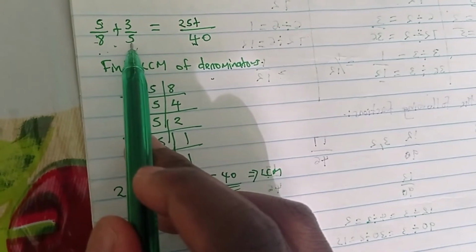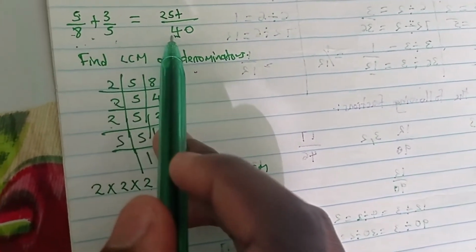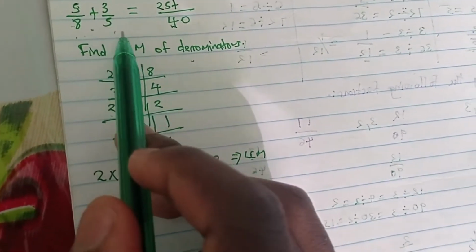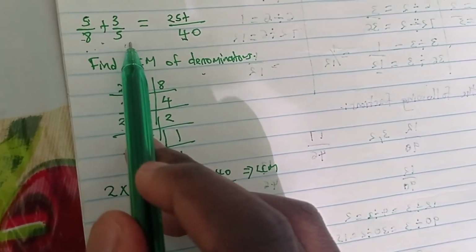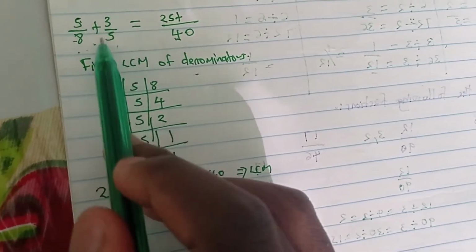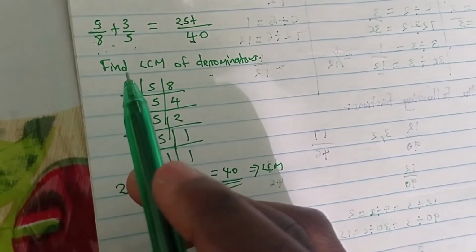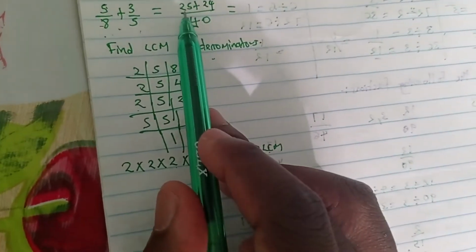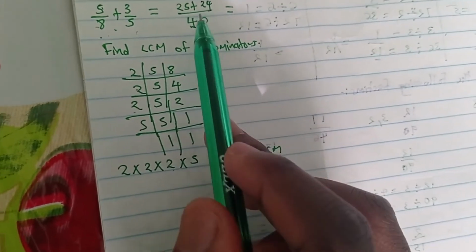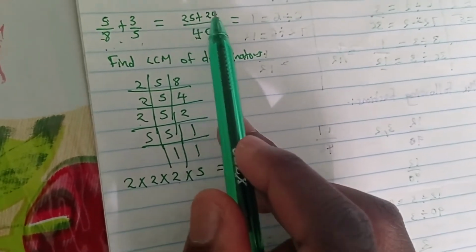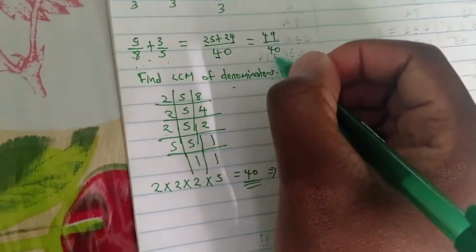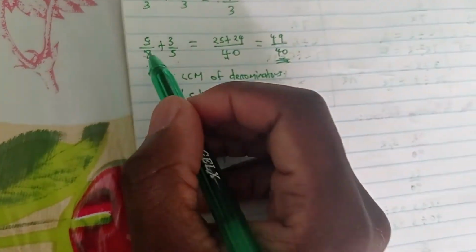How many times does 5 get into 40? You divide 40 by 5. What do you get when you divide 40 by 5? You get 8. So that 8 is for this number. You multiply that 8 by 3, and it becomes 24. So it becomes 25 plus 24 over 40. What is 25 plus 24? It's 49 all over 40. So this is the answer that you get when you add 5 over 8 plus 3 over 5.